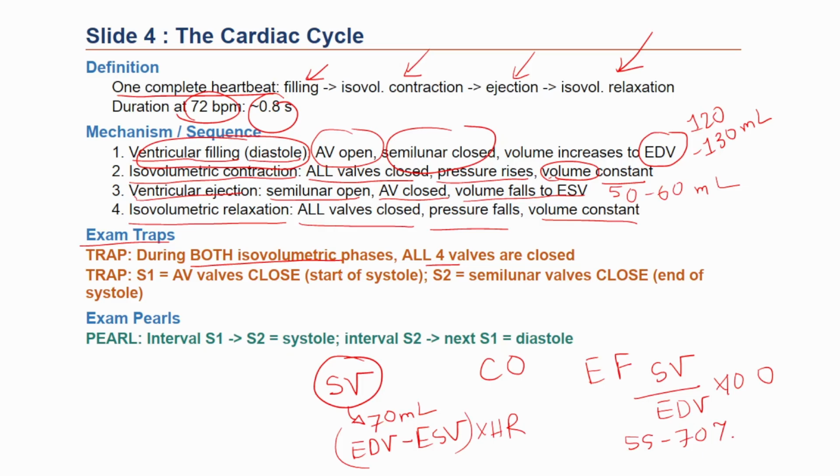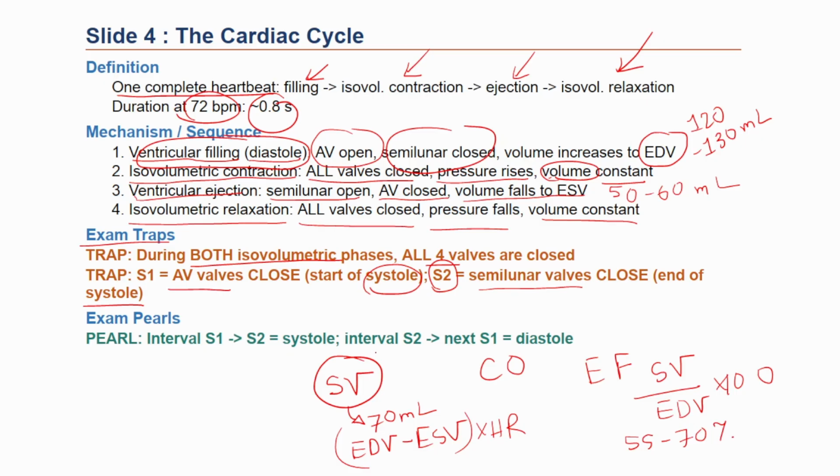Another major trap involves the precise mechanical origin of our heart sounds, S1 and S2. Students often mistakenly believe that heart sounds are caused by the active opening of valves. Memorize this rule. Heart sounds are exclusively caused by the sudden passive closure of valves. S1 is the sound of the AV valves closing at the start of systole, and S2 is the sound of the semilunar valves closing at the absolute end of systole.